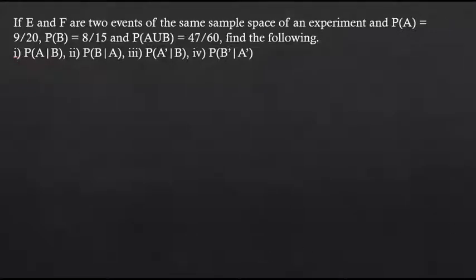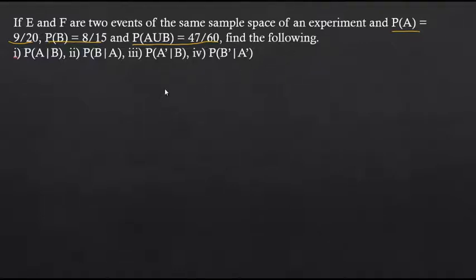Let us consider this problem based on conditional probability. Here, the probability of A is given as 9 by 20, and the probability of B is 8 by 15. But they have given the probability of A union B, that is equal to 47 by 60, and they asked to find the conditional probabilities of the following.